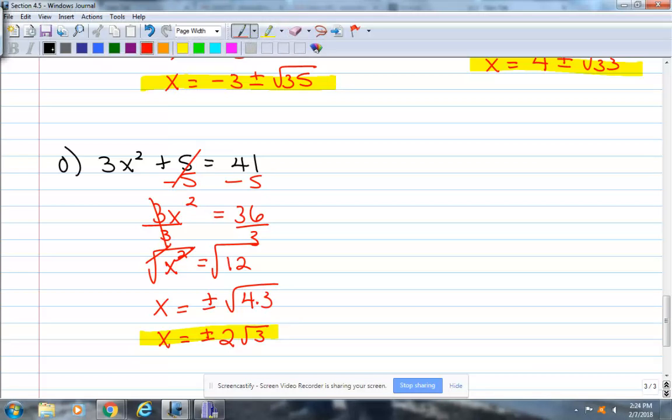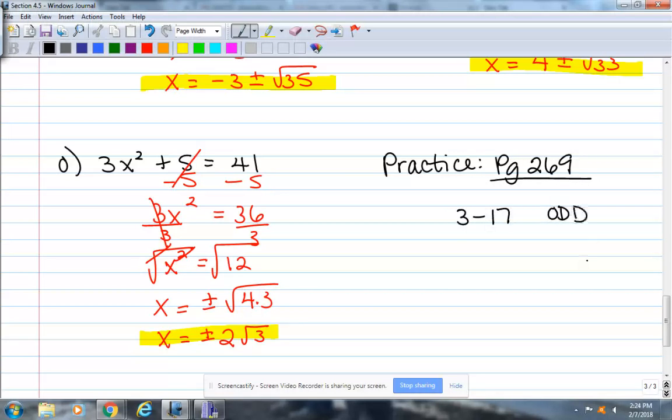All right, so here's our practice. The official time is 2:24, so you've got 35 full minutes left of class to get this done, or get a good start on it anyway. Page 269. I want you to do 3 through 17, just the odd ones. And yes, those numbers. And then 22 through 31, I want you to do all of those.